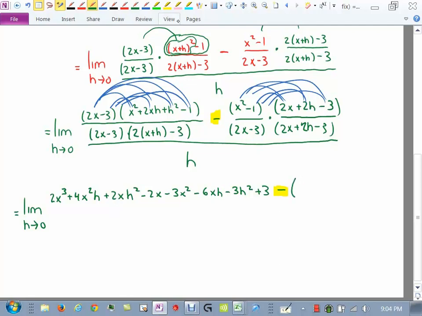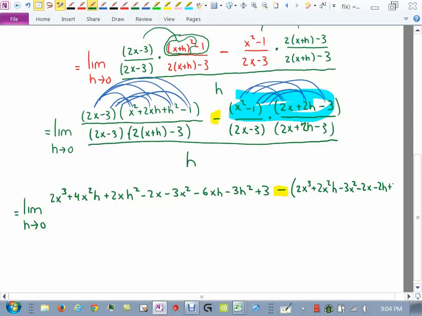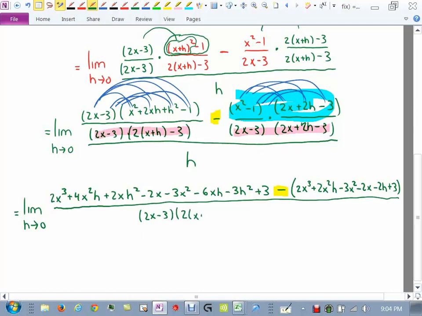So I'm actually doing this part right now when I multiply all that out. That would give me 2x cubed plus 2x squared h minus 3x squared minus 2x. I'm getting smaller here as I'm running out of room. Minus 2h, and then plus 3. All right. All of that over the common denominator, which is the common denominator in both, so I'm just going to write that below this: 2x minus 3 times 2 times x plus h minus 3, then all of that divided by h. My goodness. This is what makes calculus so challenging, all this algebra.